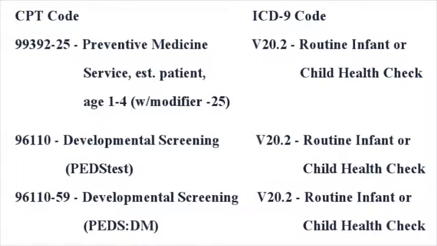This clinical example would be coded as follows, with modifier 25 appended to the Preventive Medicine Service, code 96110 reported for the PEDS test, and code 96110 appended with modifier 59 for PEDS DM to show the screening services were separate and necessary at the same visit.